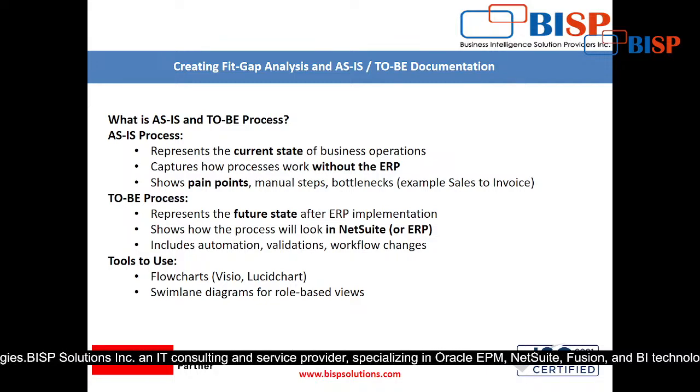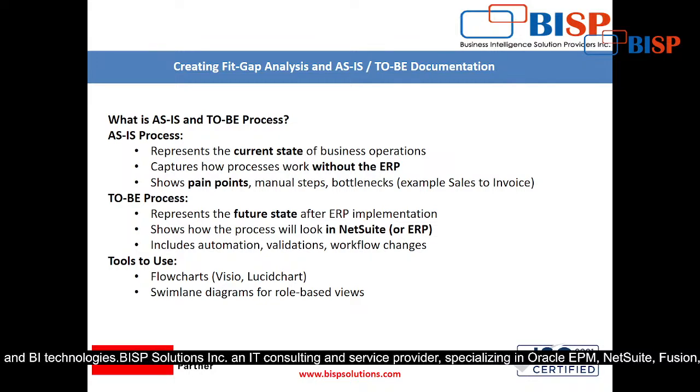That's why it represents the current state of business operations, captures how processes work without the ERP, and then shows pain points, manual steps, whatever. And if there is nothing, you can show that. Now the to-be process represents the future state after ERP implementation. Correct? For example, let me show you this example both ways.